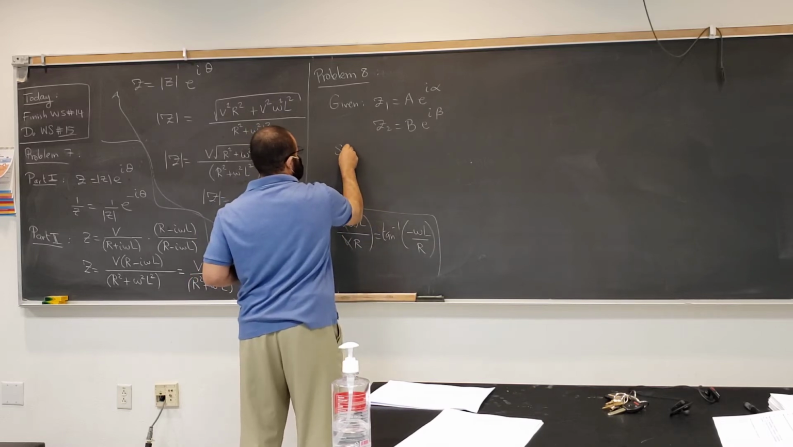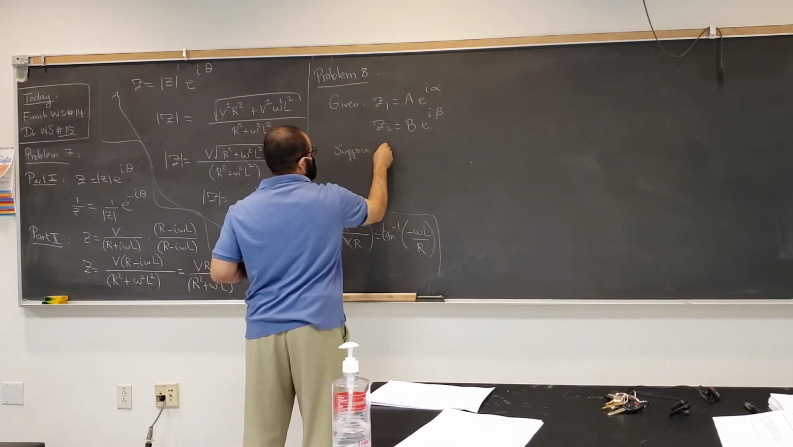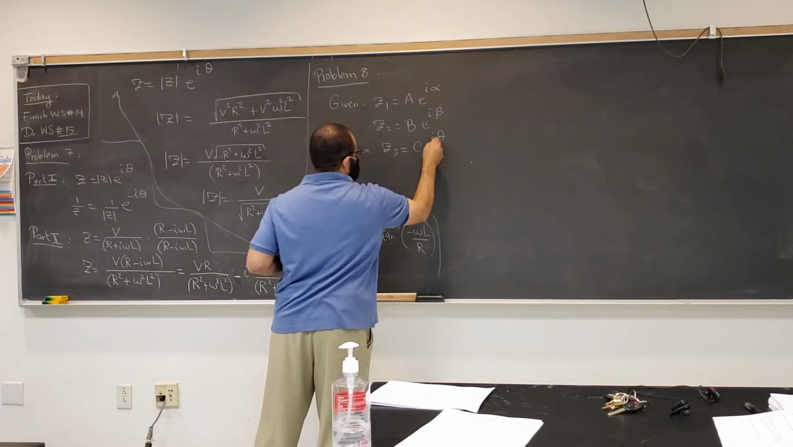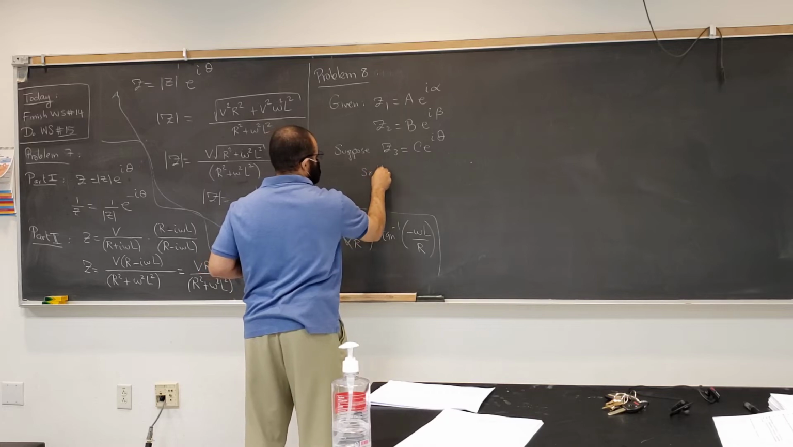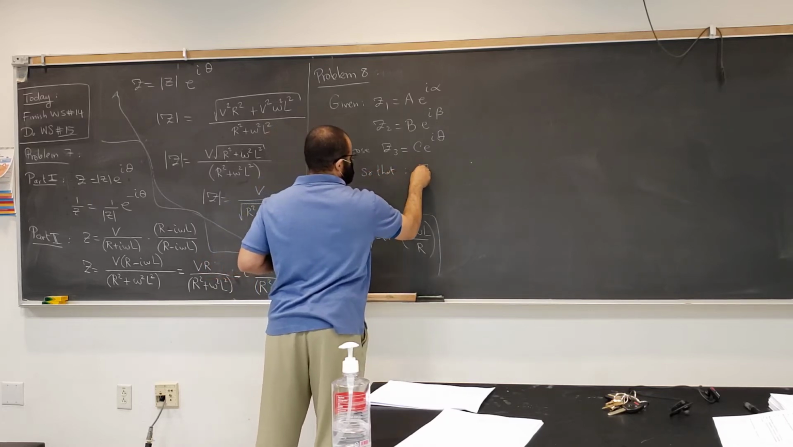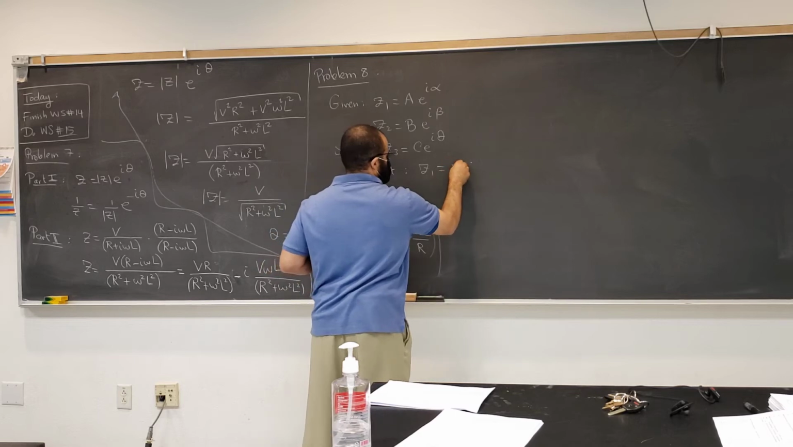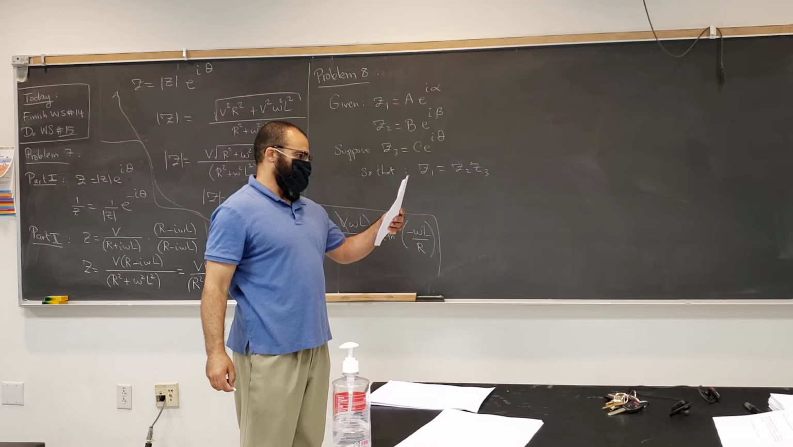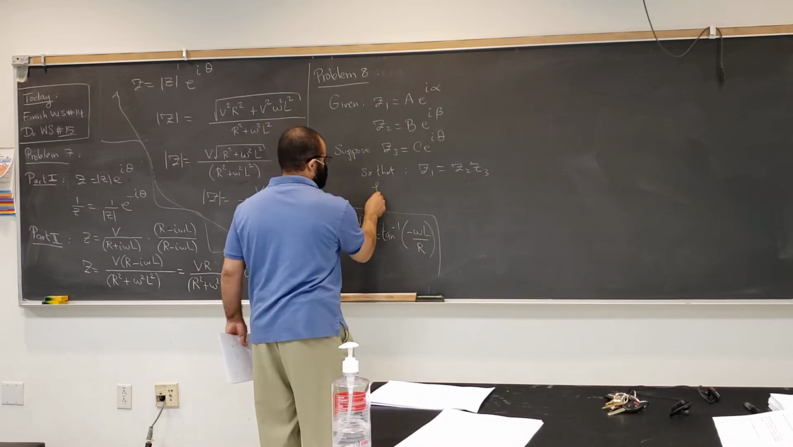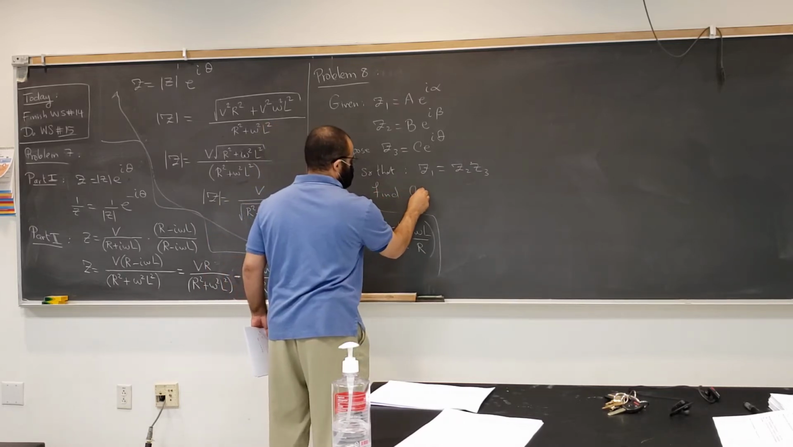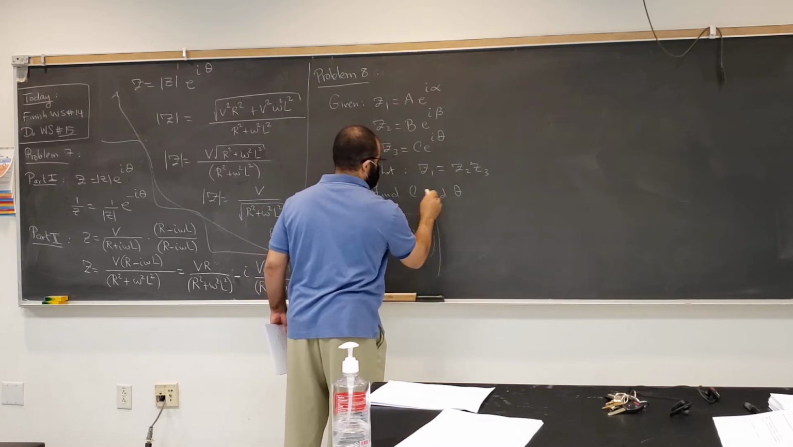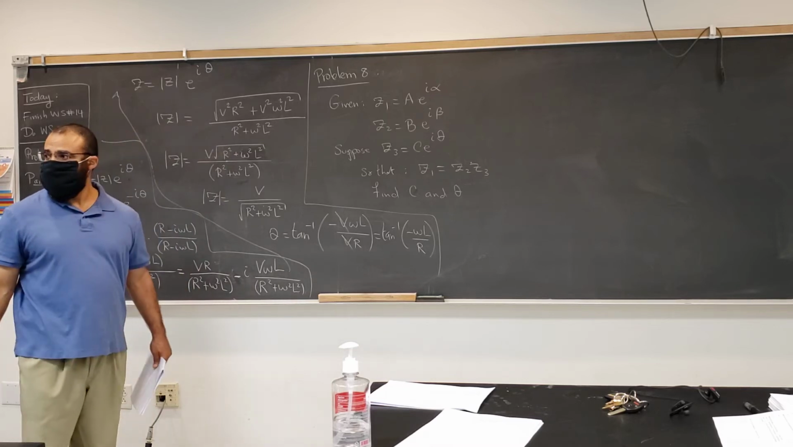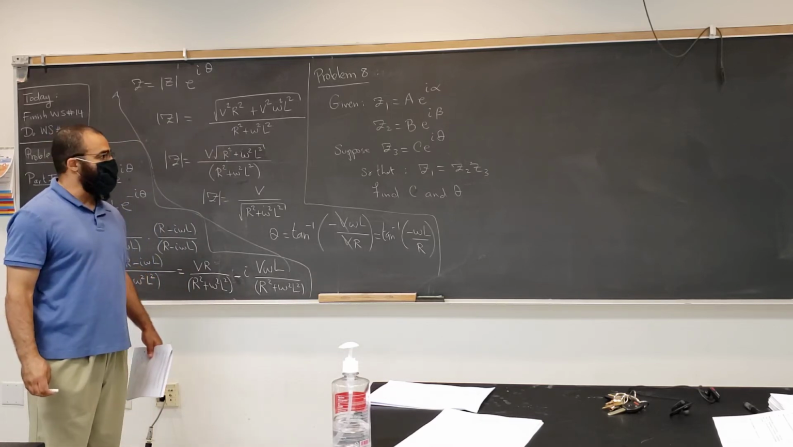And suppose Z3 is equal to C e to the I theta, so that Z1 is equal to Z2 times Z3, right? So the question is find C and theta. Well, plug them in and see what you get.